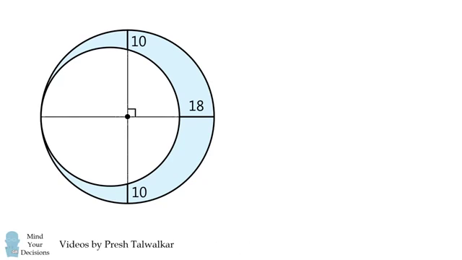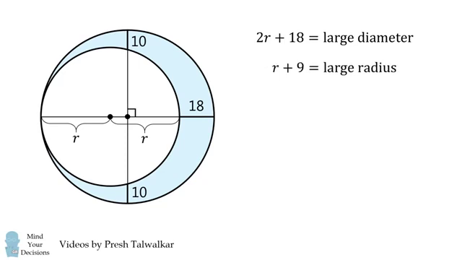We'll get started by writing the letter r for the radius of the small circle. This distance will also be r, and now 2r plus 18 will equal the diameter of the large circle. This means half of that, or r plus 9, will be the large radius. So this distance will be r plus 9. That means the two circles have a distance of 9 between their centers.